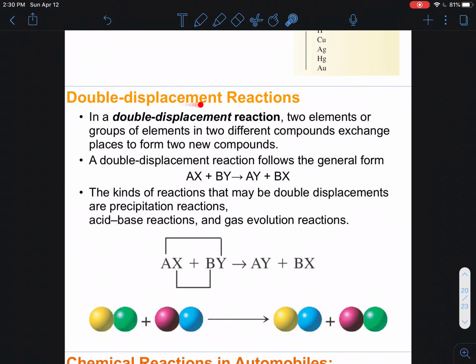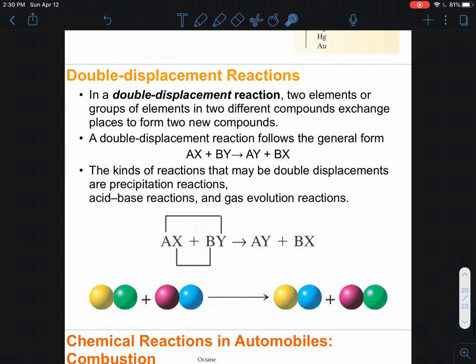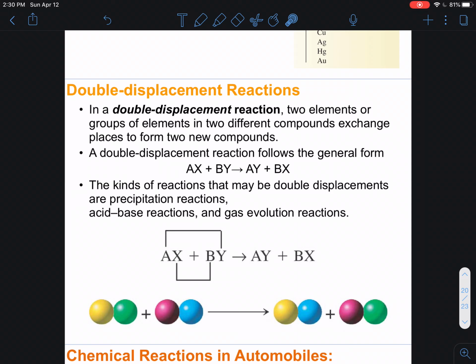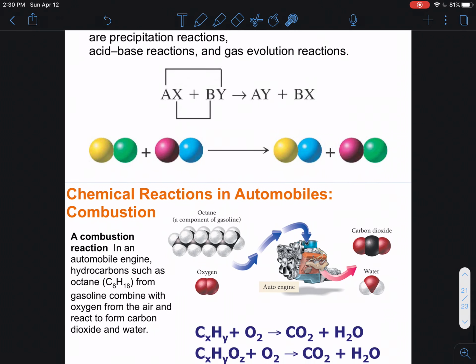Double displacement reactions, I'm going to just briefly go over, but these are all precipitation reactions. Remember, the cation from the first compound reacts with the anion from the second, and everybody switches. This is precipitation reactions, these are acid-base reactions, and these are gas-evolving reactions. So anytime you hear double displacement, that's all these types of reactions, and it's just where everybody swaps partners.